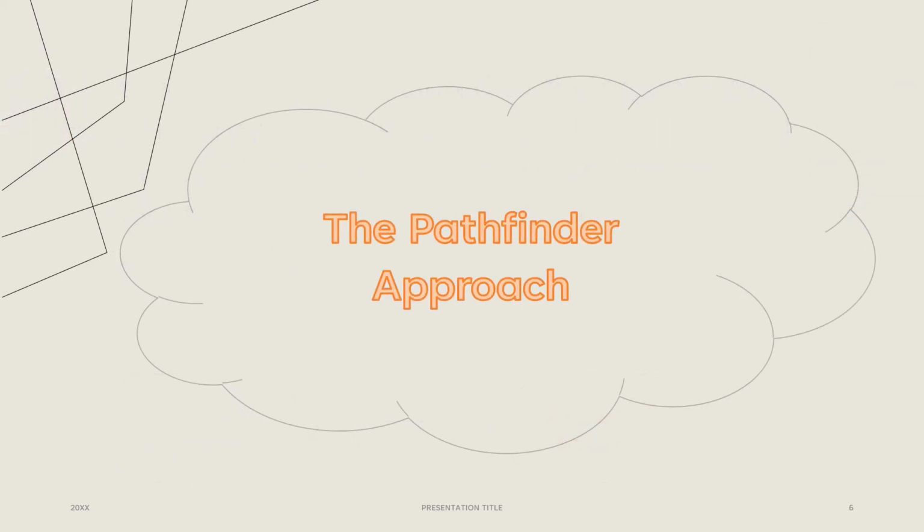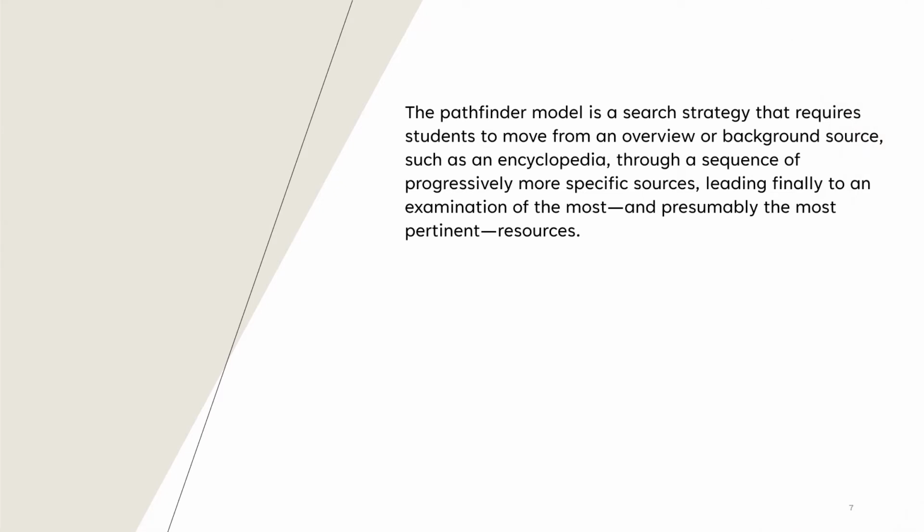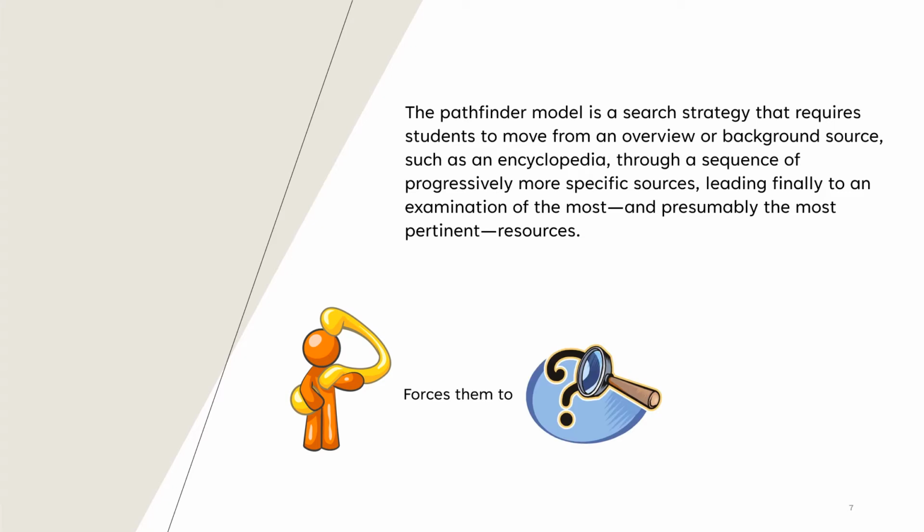The Pathfinder approach. The Pathfinder model is a search strategy that requires a student to move from one overview or background source, such as an encyclopedia, through a sequence of progressively more specific sources, leading finally to an examination of the most, and presumably the most pertinent, resources. This approach is particularly useful for students who lack content knowledge of a topic because it forces them to investigate the topic holistically before moving on to create a specific focused or thesis statement.